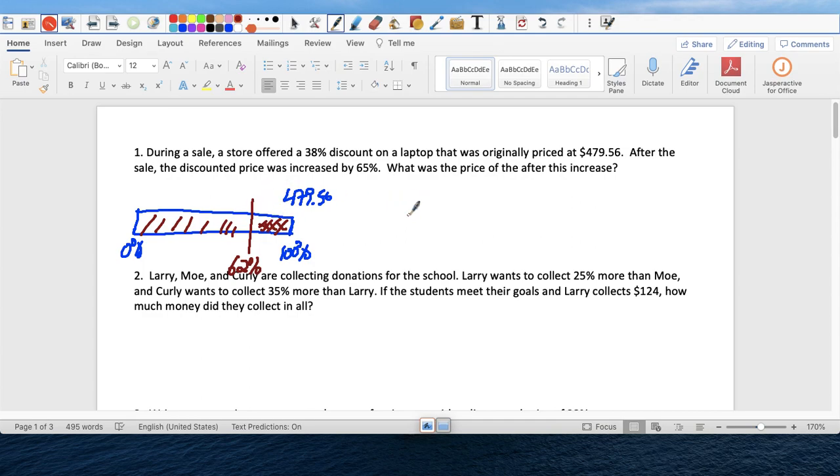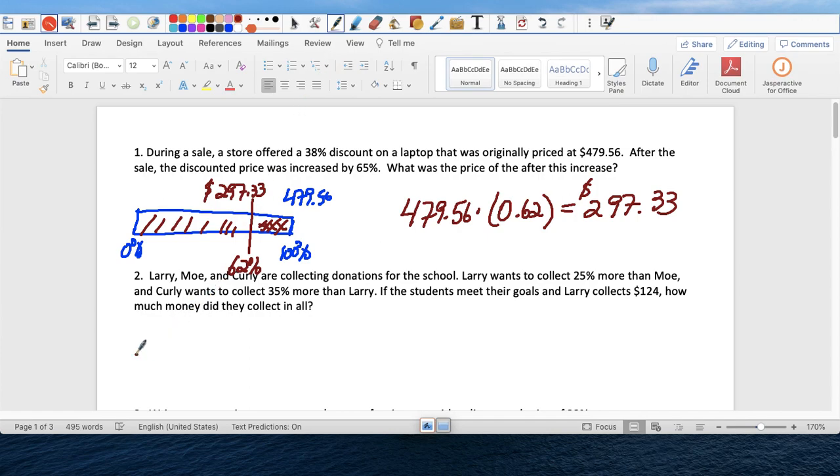So let's figure out what the price is after the reduction. $479.56 was the original, but you're only paying for 62% of it. I'm going to multiply that by 0.62. If my calculator works, 479.56 times 0.62, which is what you're paying for, leaves you with $297.33 rounded. So now the new price is $297.33. Okay, so I'm going to draw another bar model.